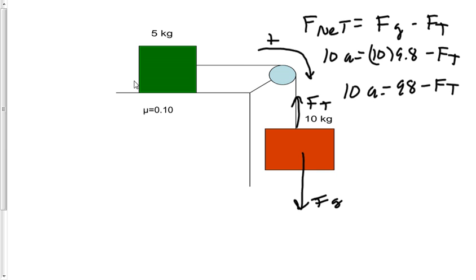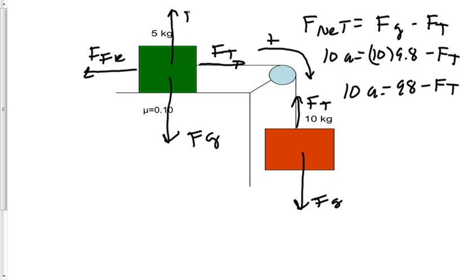Now the box on the horizontal surface will have force tension to the right, an opposing force with force friction to the left, and we would need to draw in force gravity and force normal. Since we're on a horizontal surface, force normal and force gravity equal each other. Looking at this one, the net equation must be force tension minus force friction. So we'll do force net equals force tension minus force of friction.